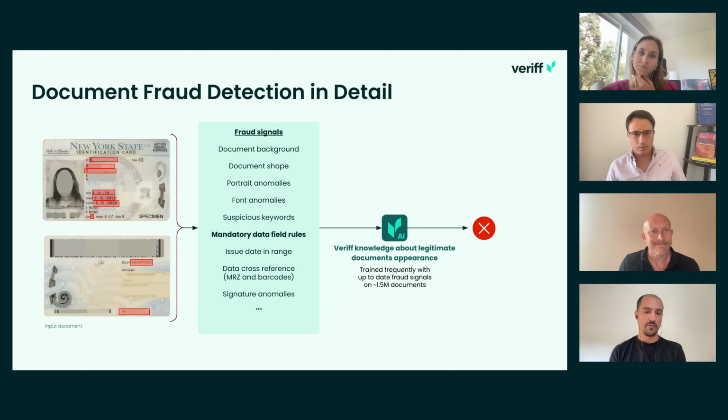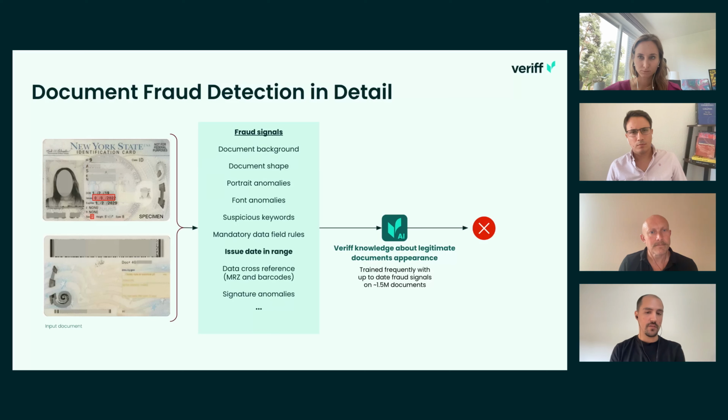Some more interesting rules are hidden rules, as we call them, that happen between the numbers of the documents and sometimes the date of birth or the date of issue. There needs to be some relation between all the numbers that appear in the document that Veriff knows, because we have a huge database with all the information about the different specimens from different countries. So we also use that information.